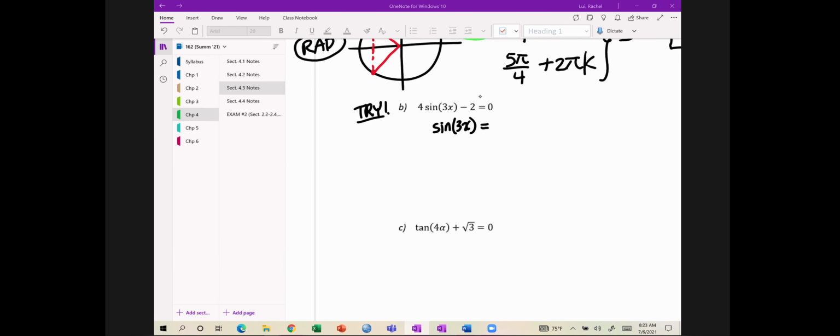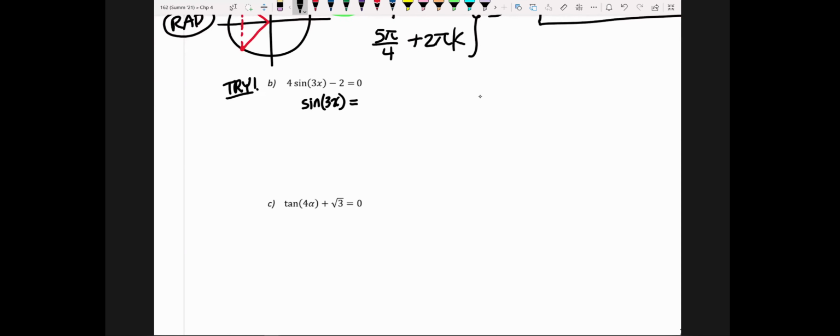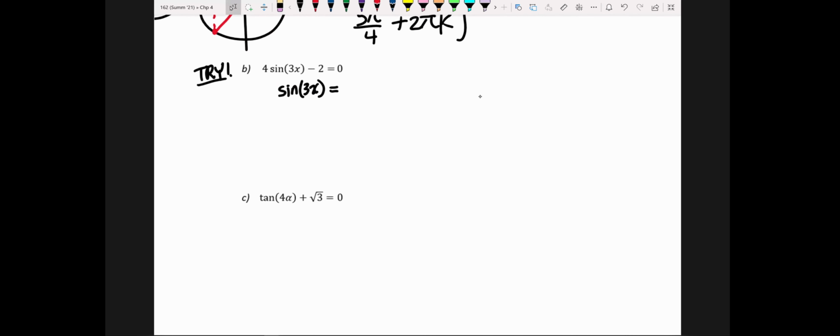That's right. We have to add 2 to both sides and then divide both sides by 4. So we get sine of 3x is equal to 1/2 after we simplify. Correct. So sometimes that step 1, we can get it right away. Other times it's going to take a few more steps to isolate the trig function.